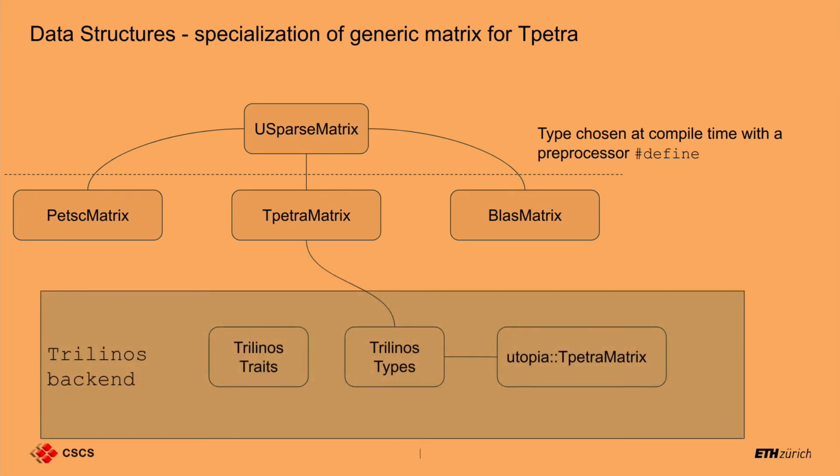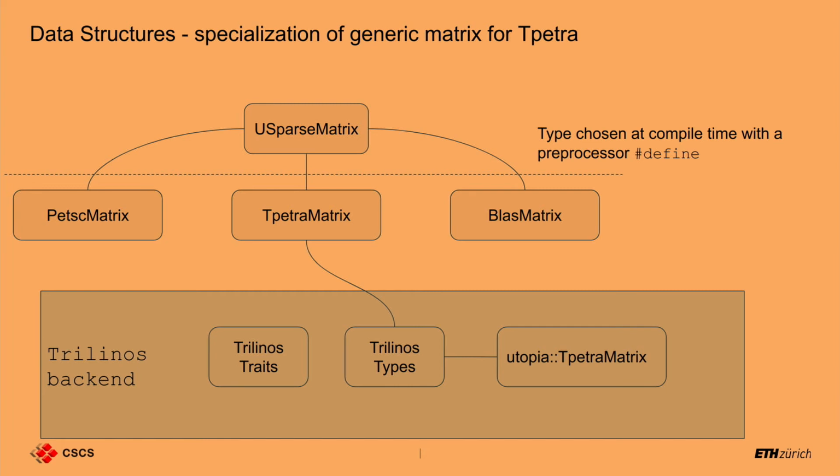The backend is mapped to Trilinos types, so the Tpetra matrices are defined by the Trilinos types. We have several types of Tpetra matrix and vector. The rules are in Tpetra traits, and the actual Tpetra object is inside Tpetra matrix, Utopia Tpetra matrix.